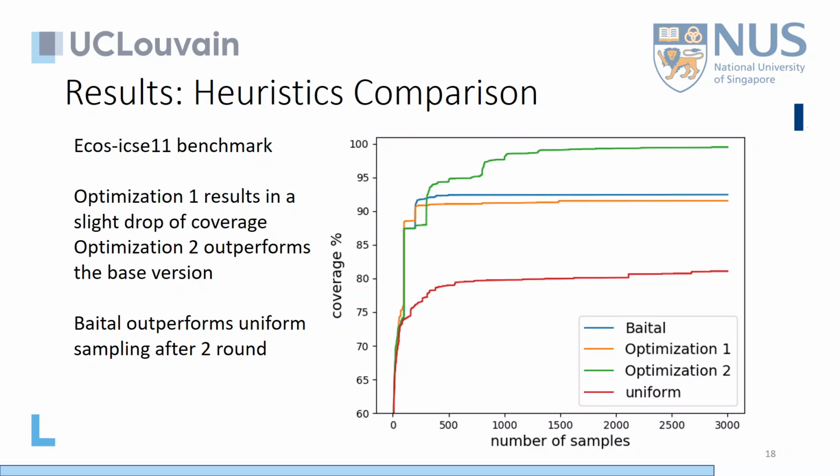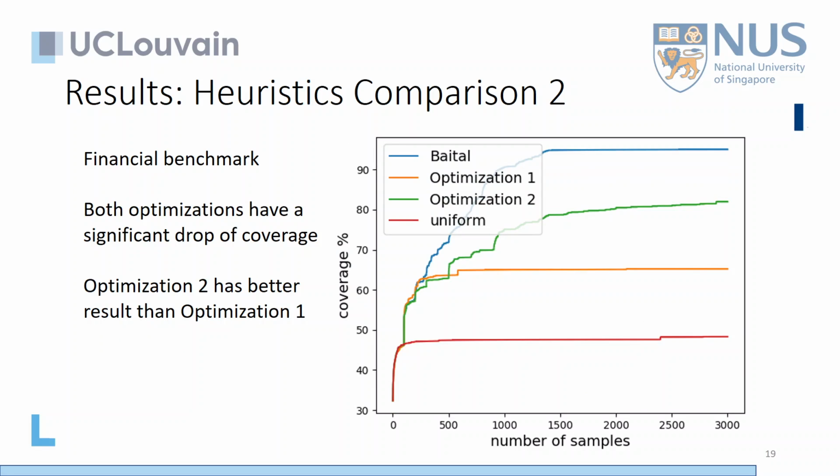The next blue and orange lines show the base version and the optimization one. So we can see that optimization one has slightly worse results than the base version. On the other hand, the optimization 2 managed to outperform our base version. So this heuristic works great on this benchmark. On another benchmark, where we can have quite complex constraints, we see a different picture. So we still see that the uniform sampling is the worst, while the base version clearly outperforms both optimizations, and the difference is quite significant.